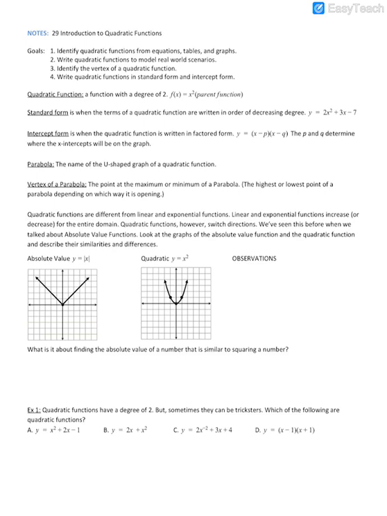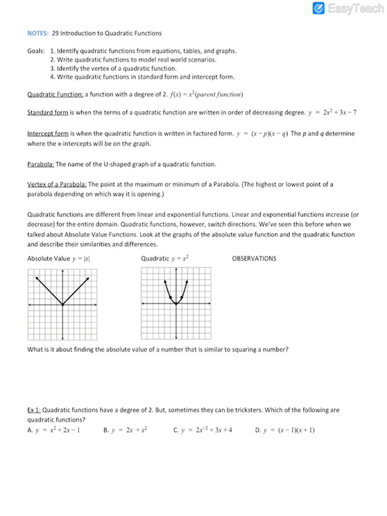But today, we're jumping right into the topic of quadratic functions, all right? Now, we got a couple things that we want to be able to do today. First off, we want to be able to look at equations or tables or graphs and just identify, based on just looking at it, whether it's a quadratic function or not. So we need those key characteristics. We're going to be able to write quadratic functions to model real-world scenarios.